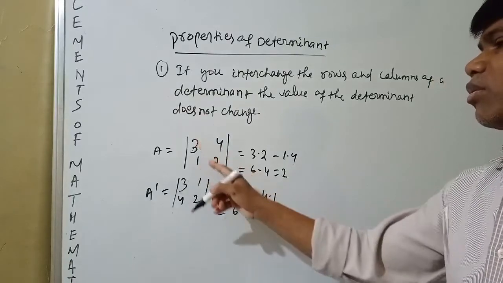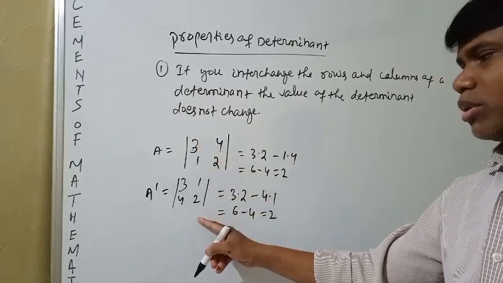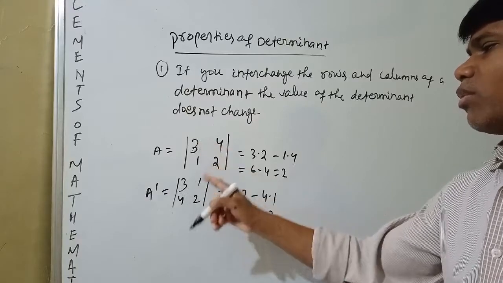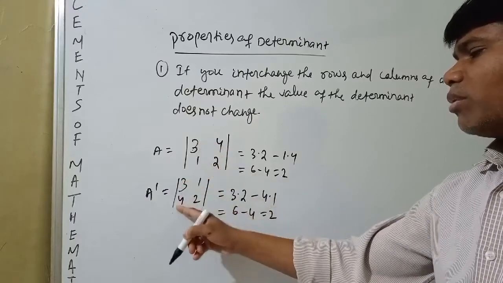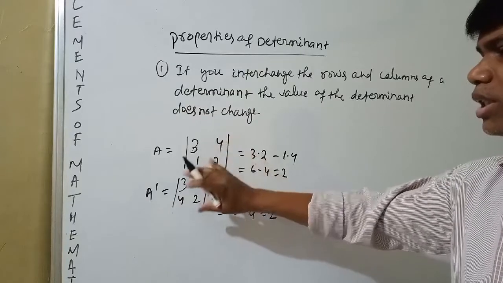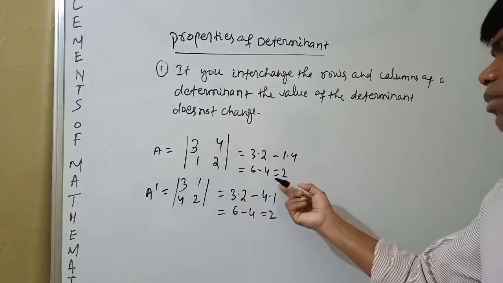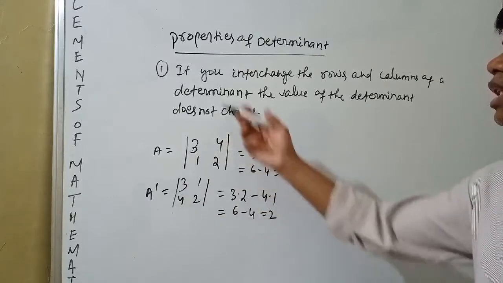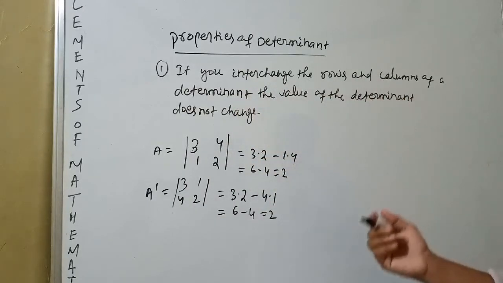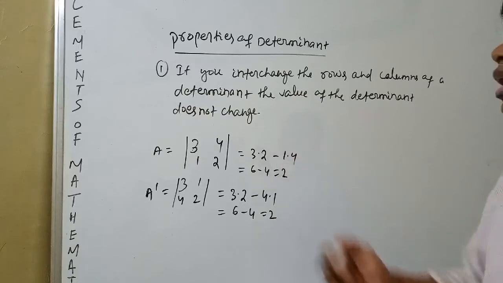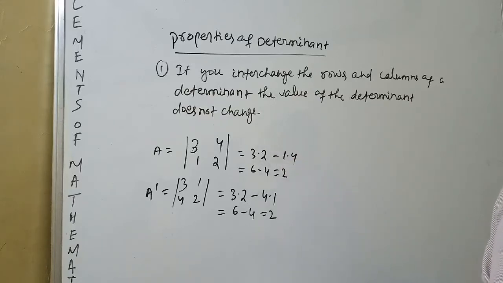This is of order 2 cross 2, this is also of order 2 cross 2, but here the row is 3 4 1 2, here the column is 3 4 1 2. I have interchanged row to column from A to A dash, but we get the same value 2. That means if you interchange the rows and columns of a determinant, the value of the determinant does not change, the value cannot be changed. This is your first property.